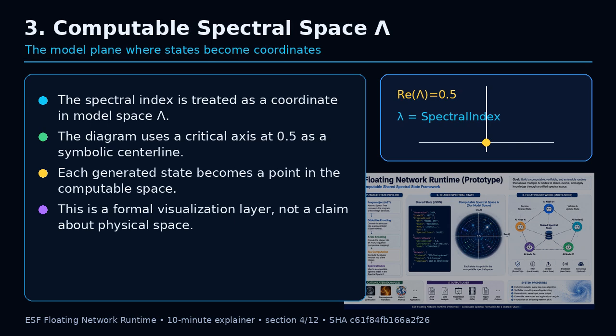The computable spectral space is the visual heart of the framework. The diagram places the generated state into a plane called lambda. The critical axis, shown at 0.5, is a symbolic organizing line. The spectral index functions as a compact address for the generated state. This is best understood as a formal model space, a way of visualizing the state, not a direct physical claim.